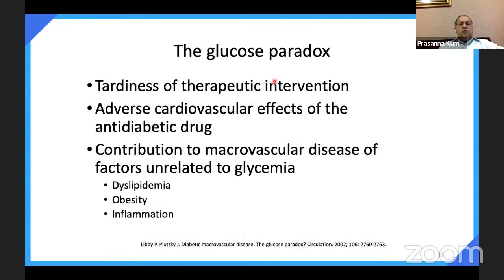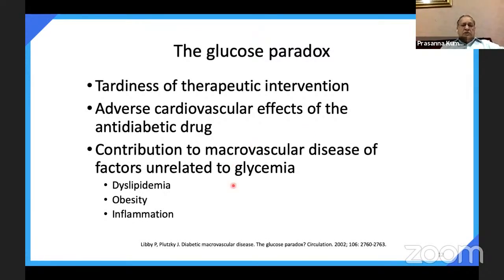This is what is known as the glucose paradox, the tardiness of therapeutic intervention. Though we know that HbA1c should be to the target of 6.5 or 7, there is still therapeutic inertia, both from the point of view of the physician, and the patient also does not agree to take the treatment properly. Adverse cardiovascular effects of anti-diabetic drugs are also known, because some of the drugs like rosiglitazone had an adverse cardiovascular effect and caused congestive heart failure.